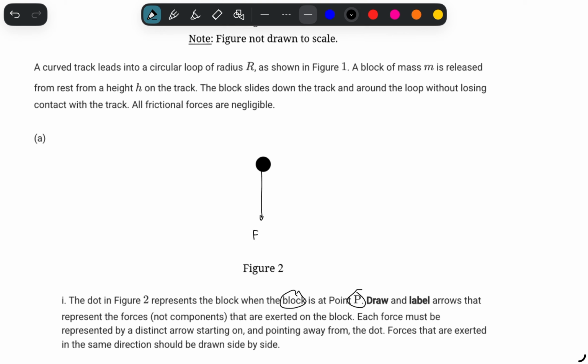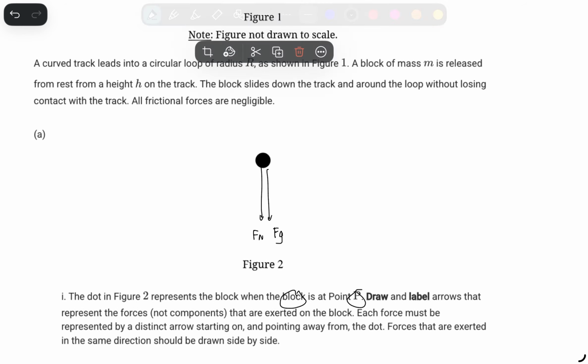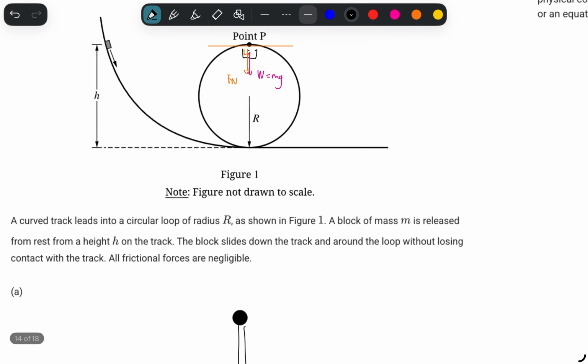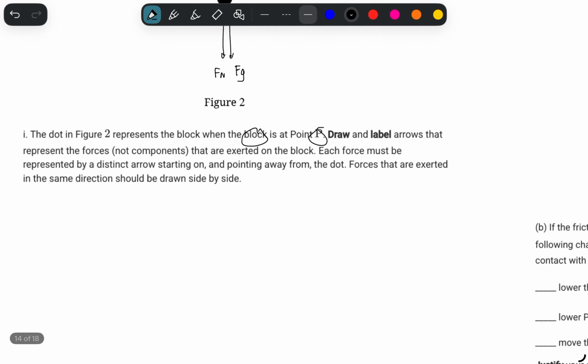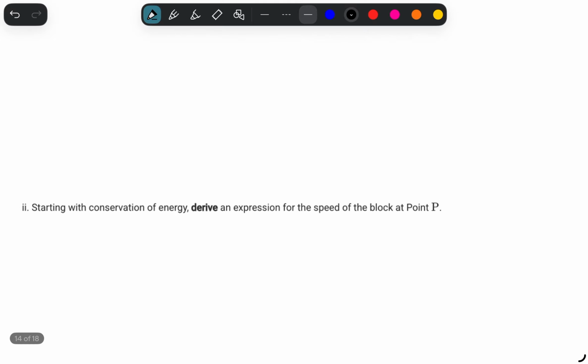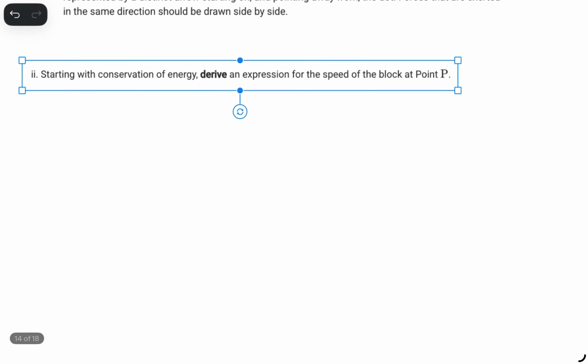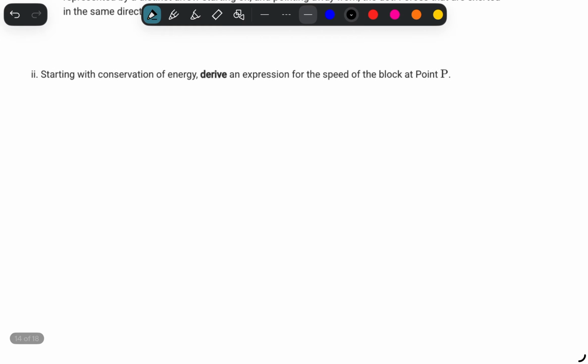You have a normal force downward, and you have a FG, aka weight force, downward as well. So these are both going to point towards the center of the loop, and we can see that there is going to be no friction. Now we want to derive, in our next question, an expression for the speed of the block at point P. So how can we do this? We can use conservation of energy.